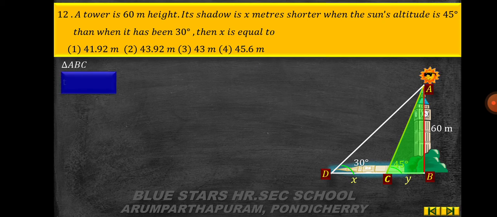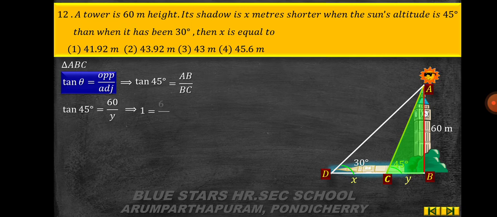So first we are taking the triangle ABC. Tan theta is equal to opposite by adjacent. So tan 45 degree is equal to AB by BC. Tan 45 degree is equal to 60 by Y, which implies 1 is equal to 60 by Y, which implies Y is equal to 60. This is equation number 1.